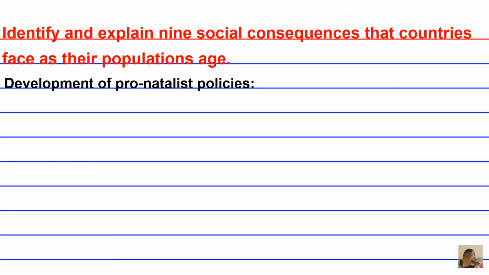The last social consequence we'll highlight in this deck of cards is the development of pro-natalist policies, and this opposes an aging population. Pro-natalist means pro-birth, pro-babies. So you'll have things like anti-abortion laws and encouragement of babies being born to sustain a population, because eventually an aging population will die off and you'll need to restock the population with more humans. Okay.